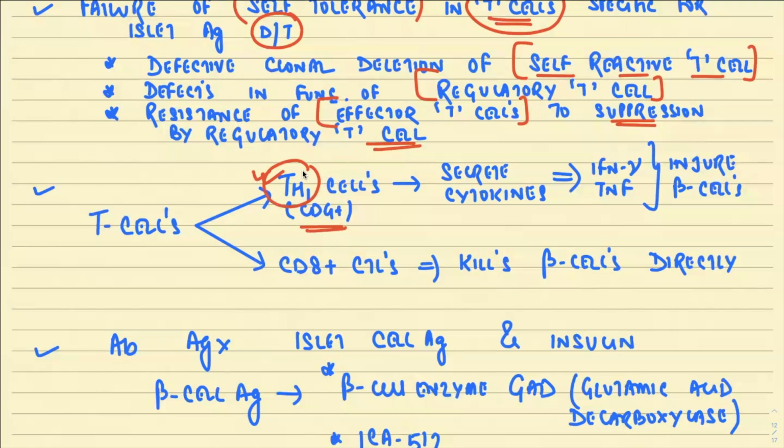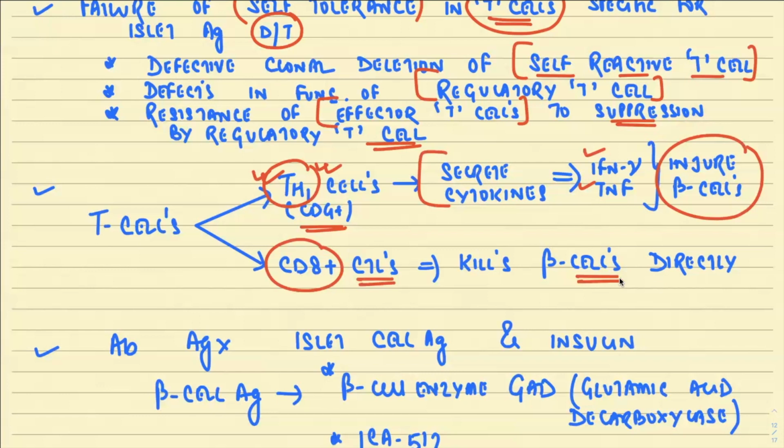You know what the subsets of T helper CD4 are? In the previous lecture we had seen T helper 1, then T helper 2, and T helper 17. Out of that, the T helper 1 cells secrete certain cytokines like interferon gamma and TNF, which are going to injure the beta cells. They are going to cause harm to the beta cells. Secondly, we have the CD8 plus cytotoxic T cells, which can kill the beta cells directly. Very important, clear to everyone?